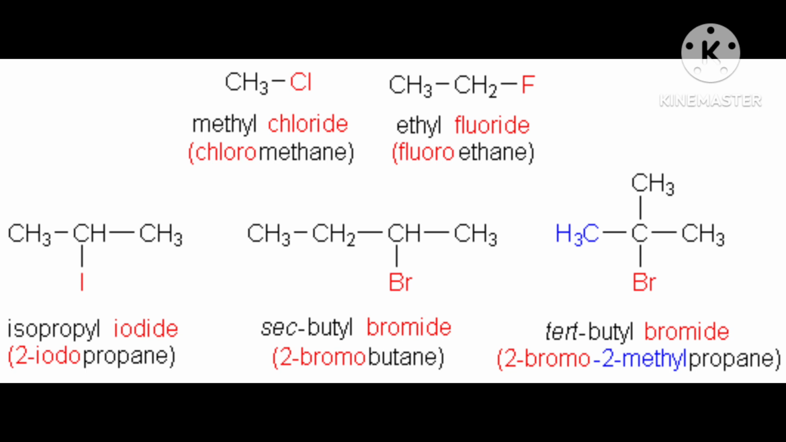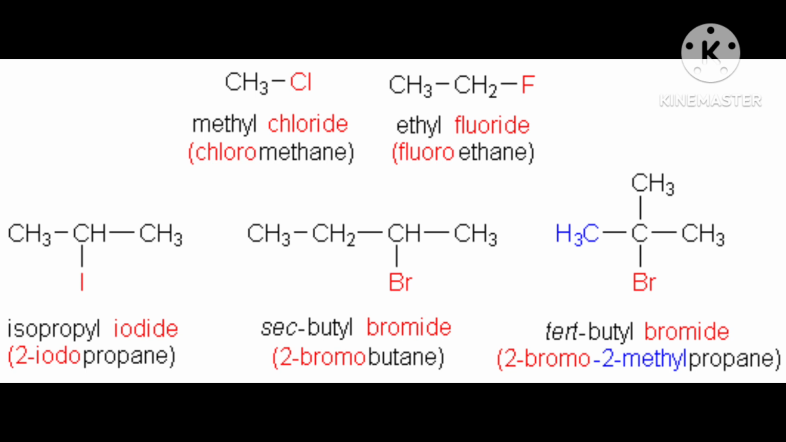Then again it will be one bromo because it is attached with the first carbon. Then one bromo, and a methyl group is attached with the second. Then one bromo, 2 methyl, butane. Correct? One bromo, 2 methyl. At carbon number 2, a methyl group is attached. Then one bromo, 2 methyl, total is 4, meaning butane.